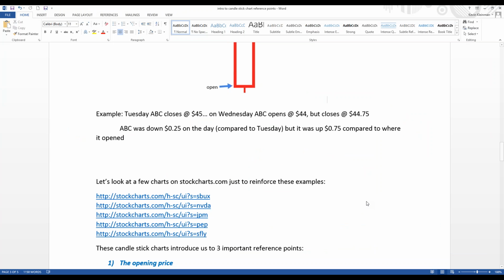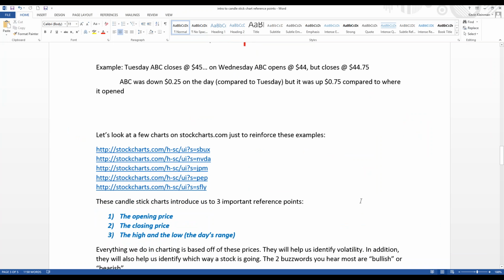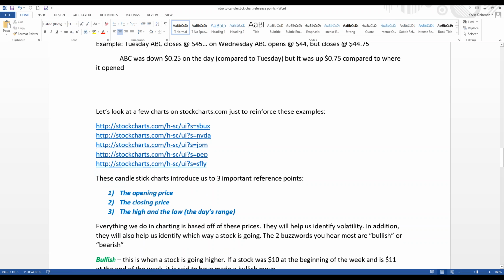So with that understood, the main concept to grasp from these charts and how they can help us is that they identify reference points for us. And the 3 important reference points that they identify are the opening price, the closing price, and the high and the low. What is the day's range? Everything we do in charting is based off of these prices.